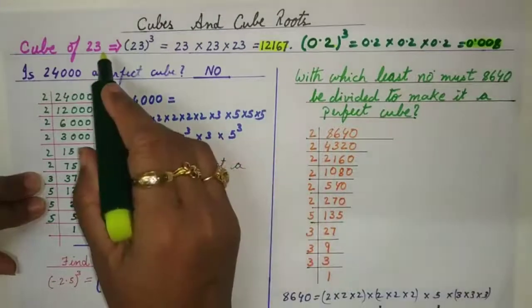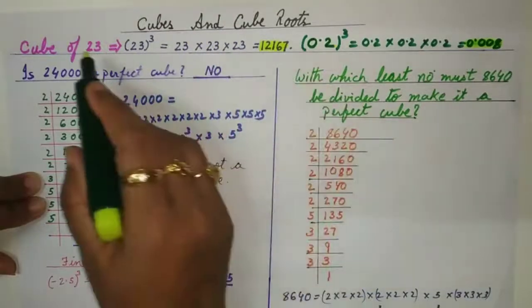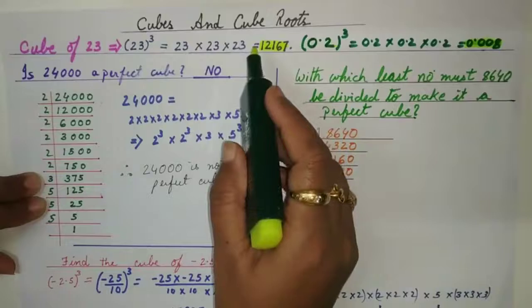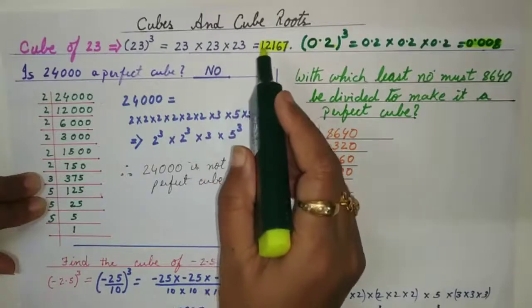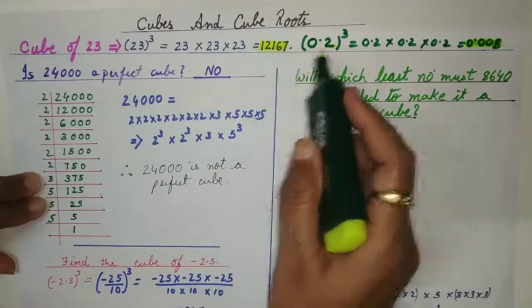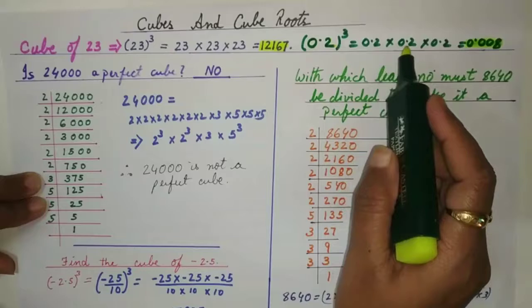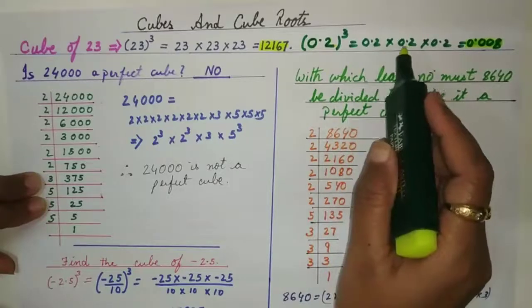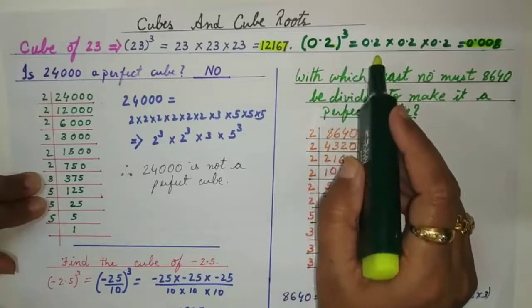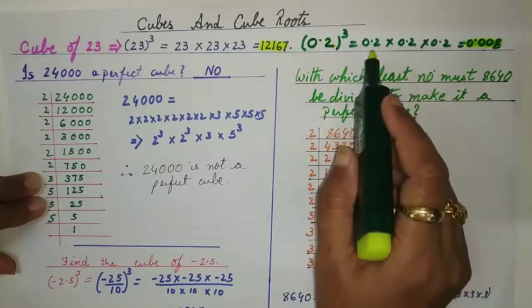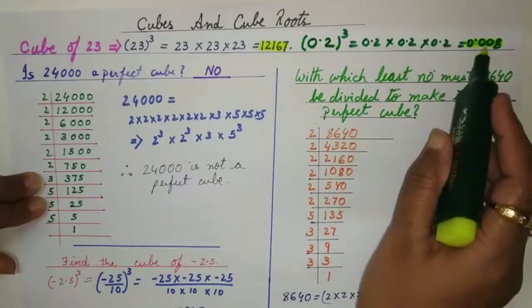So the first part is quite simple. You have to find the cube. How do you find it? We multiply that number thrice and write the value. If you know the cubes of the first 20 numbers, very good. If you're learning the cubes of the first 10 numbers, even then it's better. You know the answer, you don't need computing, and you write it directly.